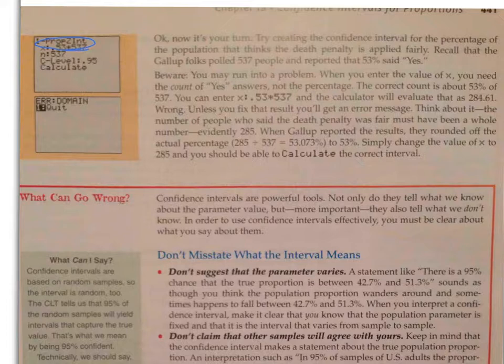But when I do that, I get 284.61. Well, the problem is your calculator knows this is a proportion, so it knows it's yes or no. So you have to go back and type in 285. So they rounded. 285 out of the 537 people said that they believe the death penalty is fair. If you don't go back and round, you'll get this error message because your calculator is like, 0.6 people can't say that. So you want it to be 285. And then when you do your 95% confidence level, you get the exact same thing we just got when we did it by hand. Okay?